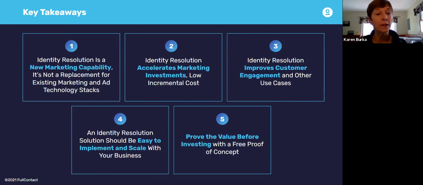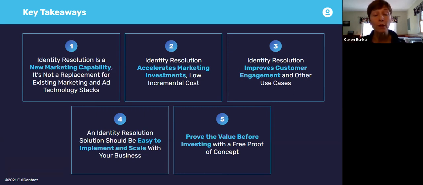So 1, identity resolution is a new marketing capability. It's not a replacement for existing marketing and ad technology stacks. What we've tried to show you today is that identity resolution is going to make your marketing and ad stack more effective. It's going to make everything more effective because you're going to be more relevant with your messaging for your customers and your prospects.